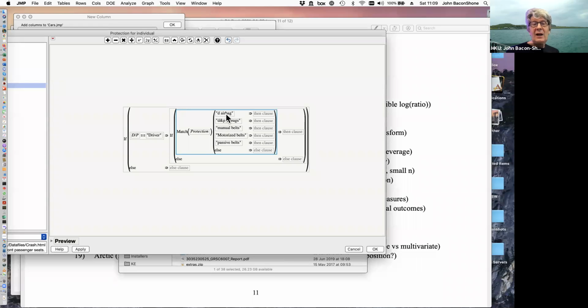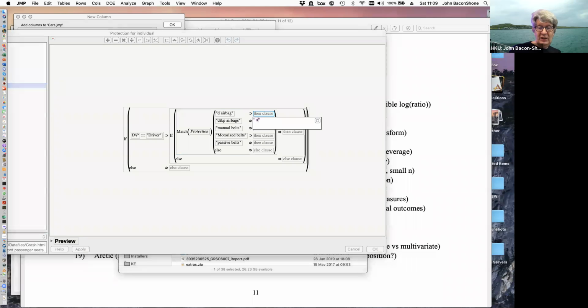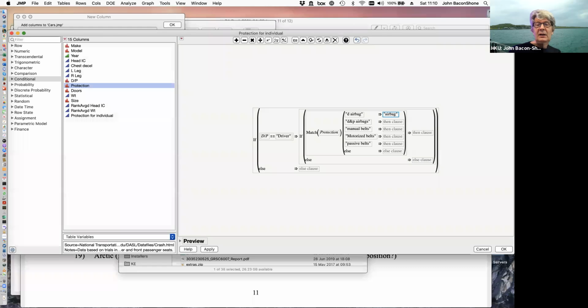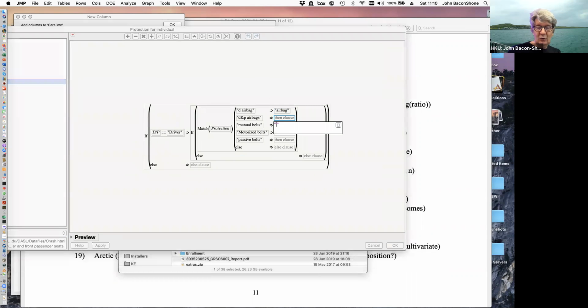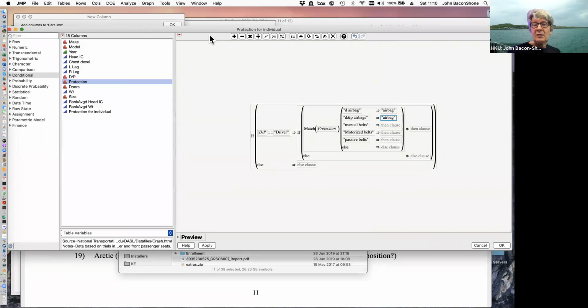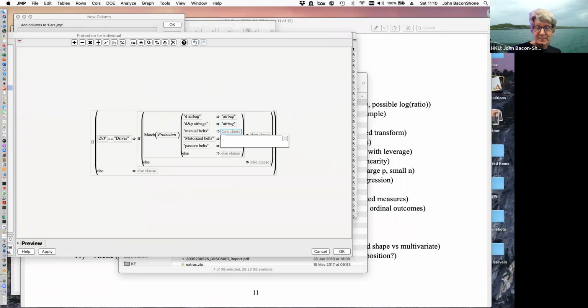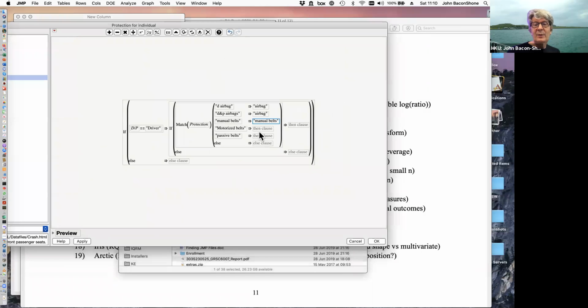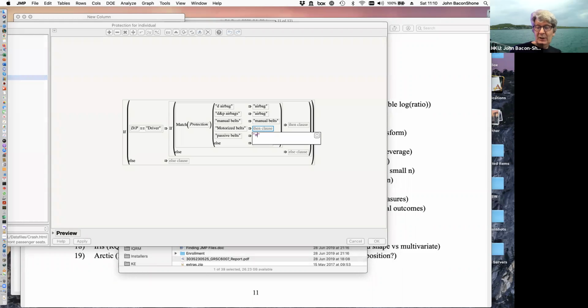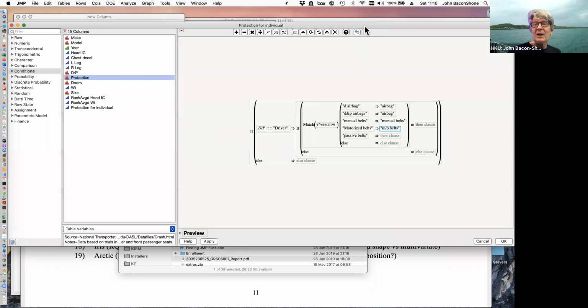So if it's driver's airbag, then the protection is airbag. If it is driver and passenger airbag, then again, it's also airbag. Manual belts is manual belts. If it is motorized or passive, we said this is similar. So I'm going to put M/P belts because I'm going to merge these two together because there seemed to be no evidence they were different.